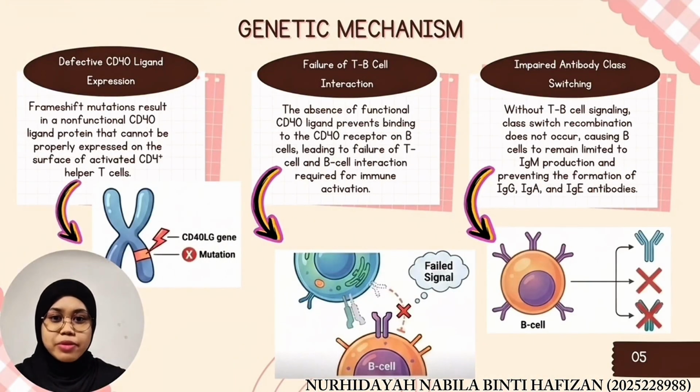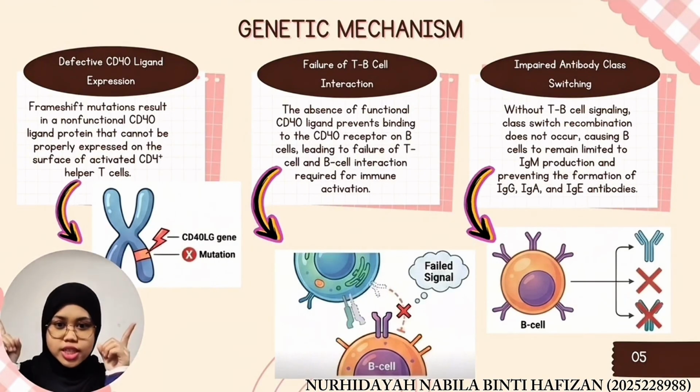Moving along the mimic flow, the next step shows how this defective protein affects immune cell communication. Under normal conditions, activated helper T cells express CD40L, which binds to the CD40 receptor on B cells. This interaction is a critical signaling step that allows B cells to become fully activated. However, in X-linked hyper IgM syndrome, the abnormal CD40L cannot bind effectively to CD40. As a result, the B cell interaction fails and the immune response becomes poorly coordinated.